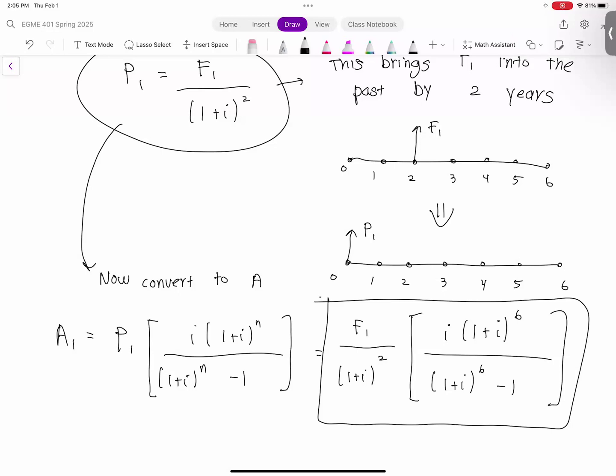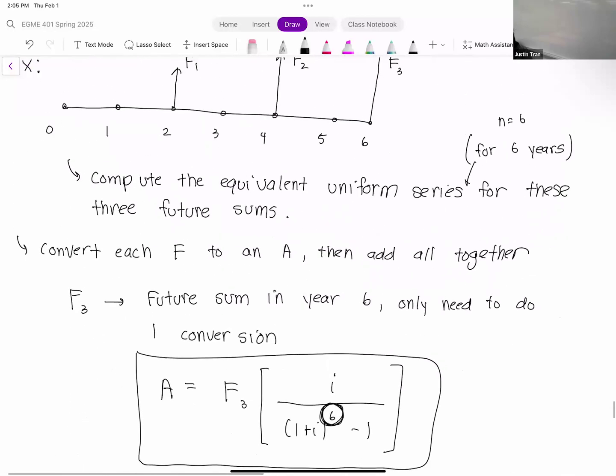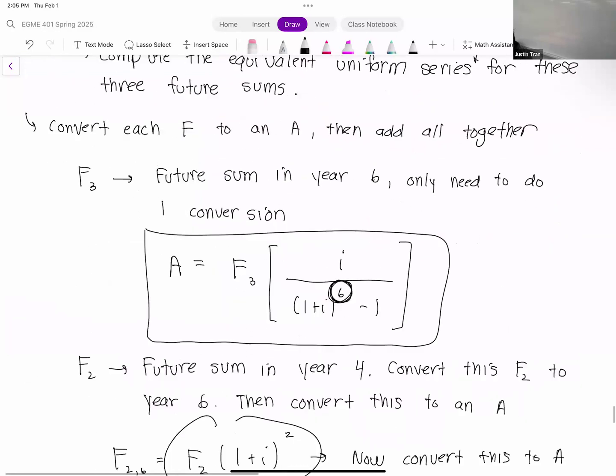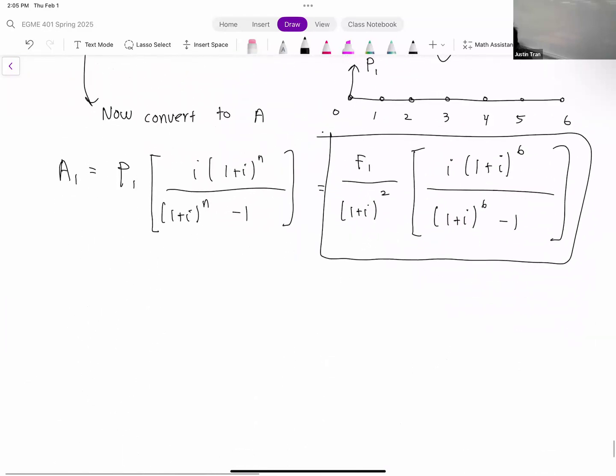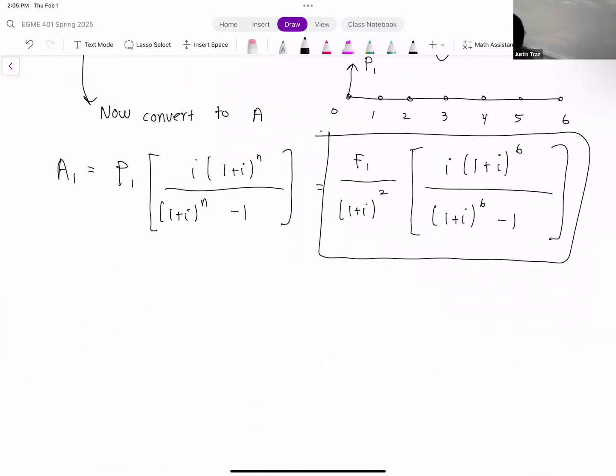You can simplify this a little bit. You can see that you have 1 plus i squared on the bottom and 1 plus i to the 6th power on top, so you can cancel those and you get 1 plus i to the 4th power on top. You can do that, but it's just simplifying algebra at this point. Now that we have A1, A2, and A3, we simply add all these together and we get the equivalent uniform series for this cash flow.